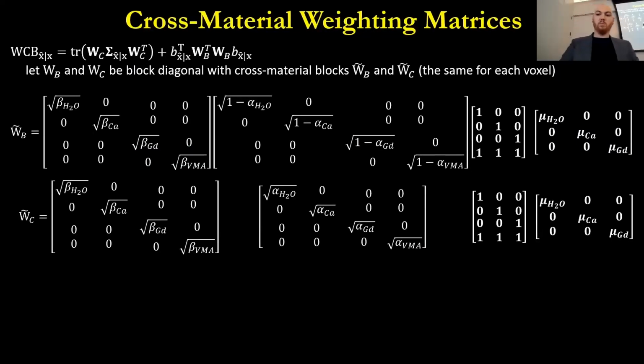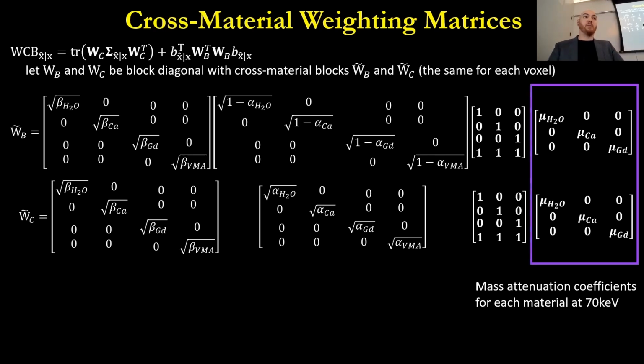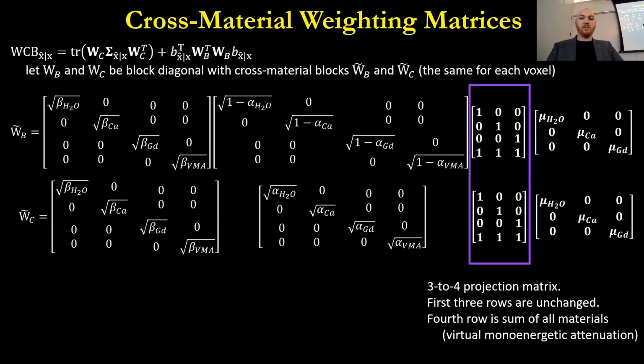To this end, we used block diagonal weighting matrices. So we applied the same cross-material blocks to every voxel, and I'm showing those cross-material blocks. First step is to multiply each material by its mass attenuation coefficient at 70 keV. So the penalties are proportional to attenuation rather than density. And these are physical constants, so these are not tunable hyperparameters. Next, there's this 3 to 4 matrix. The first 3 rows are staying exactly the same, but the 4th row is now a sum of attenuation from all 3 materials, otherwise known as a virtual monoenergetic attenuation image.